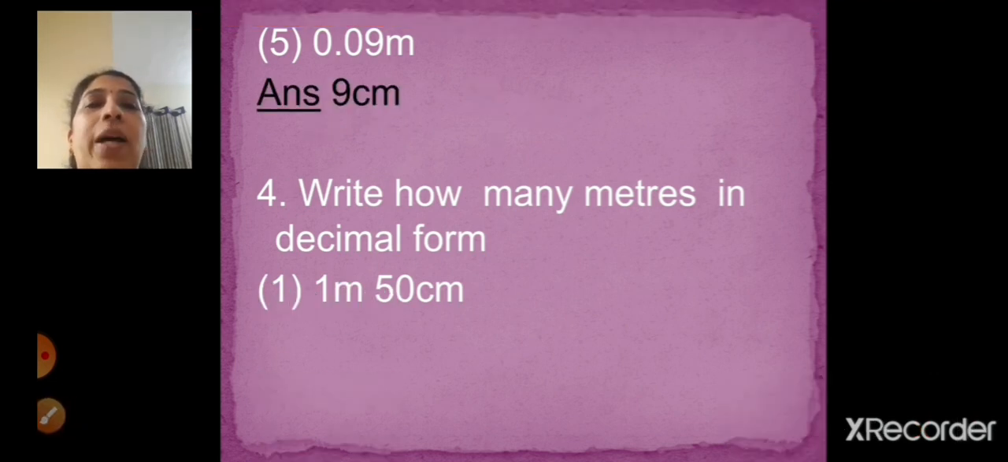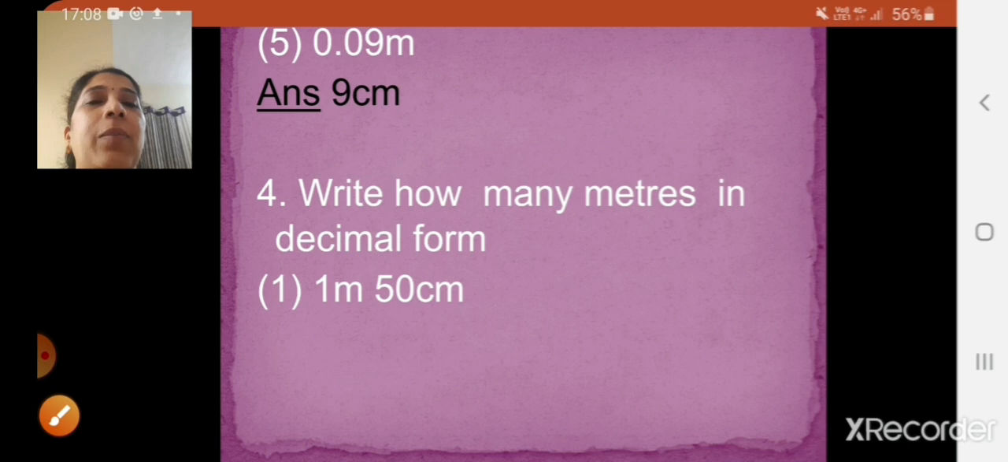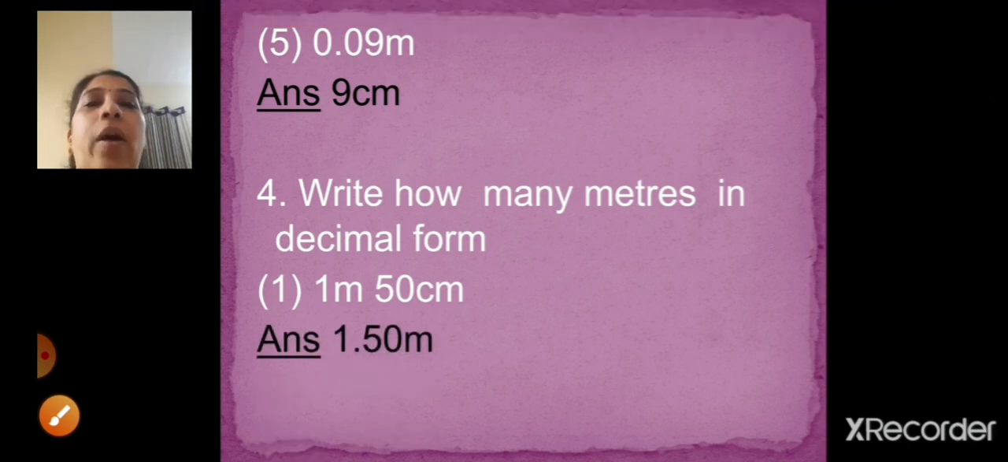Now fourth one is write how many meters in decimal form. Now first one is 1 meter 50 centimeter, right? So 1 meter means you will write it as 1. And 50 centimeter is 0.50. So your answer will be 1.50 meter, right?